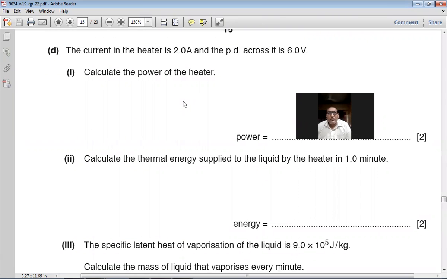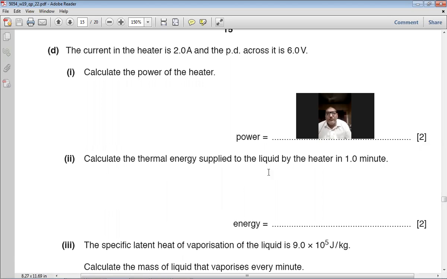The current in the heater is 2.01 ampere and the potential difference across it is 6 volt. Calculate the power of the heater. You know the power formula, electric power, P is equal to IV. So the current value is given, the voltage value is given. Simply you have to put those values.